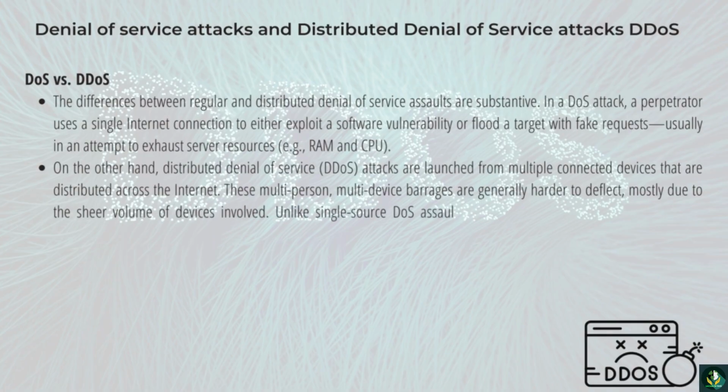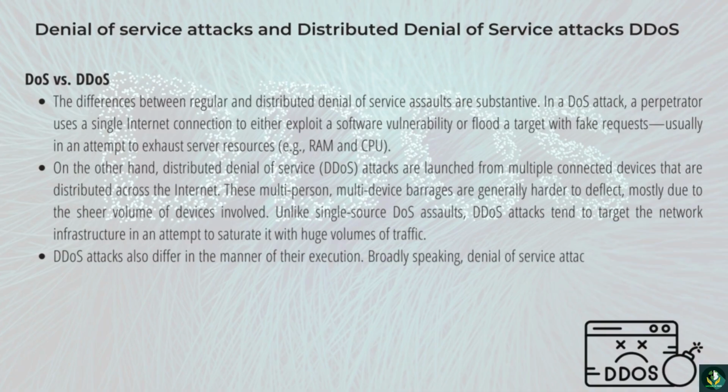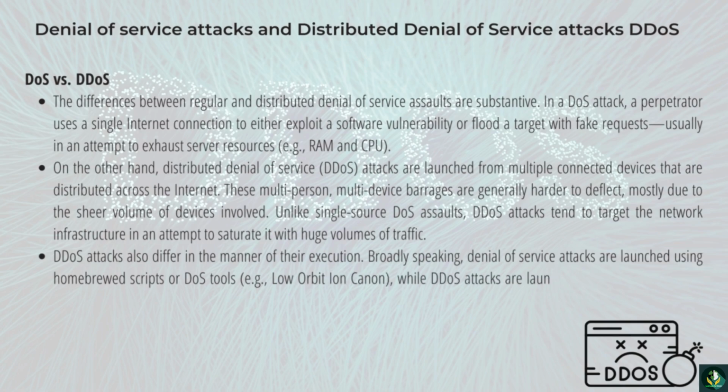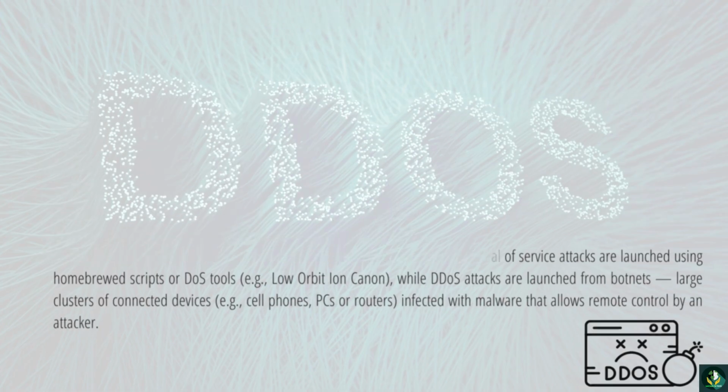Unlike single-source DoS assaults, DDoS attacks tend to target the network infrastructure in an attempt to saturate it with huge volumes of traffic. DDoS attacks also differ in the manner of their execution. Broadly speaking, denial of service attacks are launched using home-brewed scripts or DoS tools, for example, low-orbit ion cannon, while DDoS attacks are launched from botnets, large clusters of connected devices, for example, cell phones, PCs, or routers, infected with malware that allows remote control by an attacker.